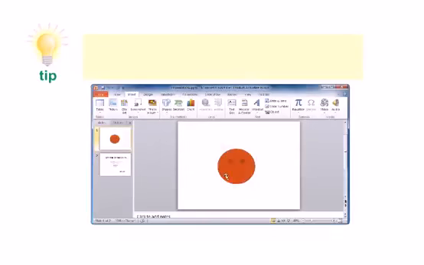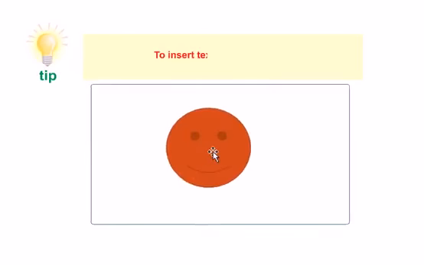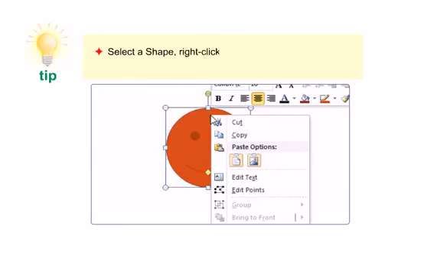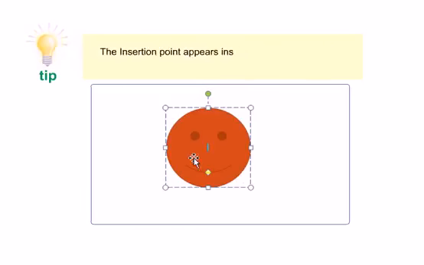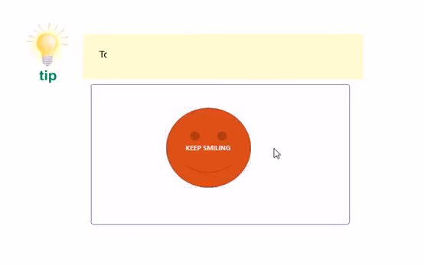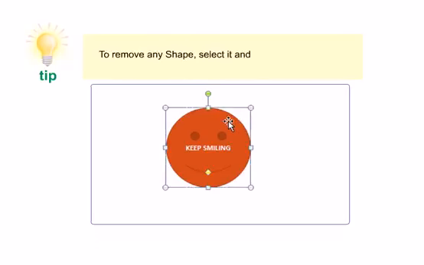Now let me share a tip with you that to insert text in a shape, select a shape, right-click on it and select the Edit Text option. The insertion point appears inside the shape and you can type text. To remove any shape, select it and press the Delete key.